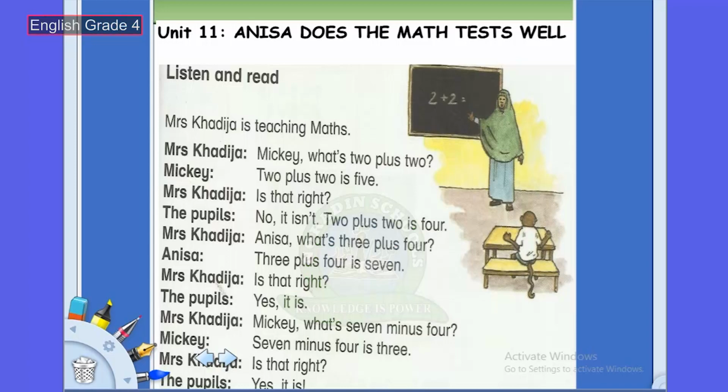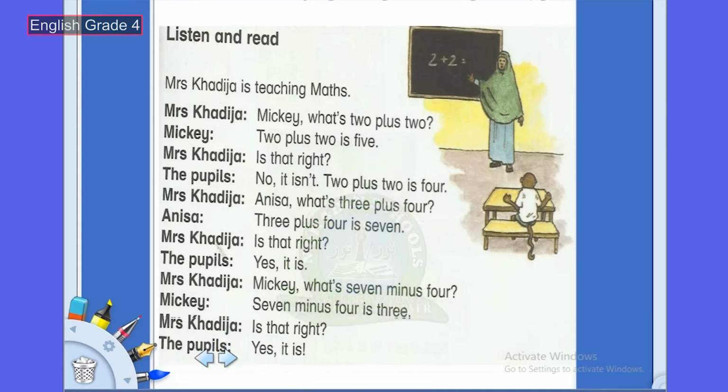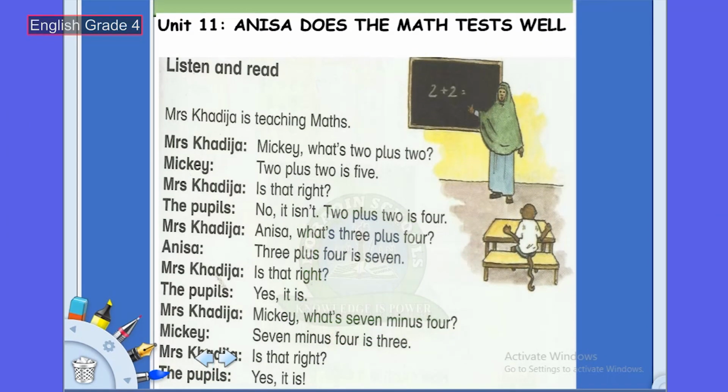Today, inshallah, we're going to talk about this new lesson. So please, every student must look. Okay. Unit 11. Anisa does the math test well.